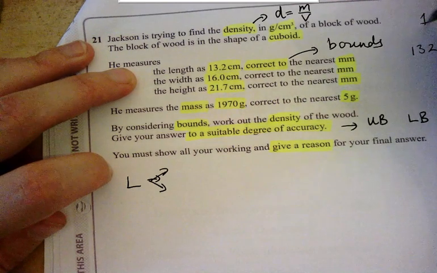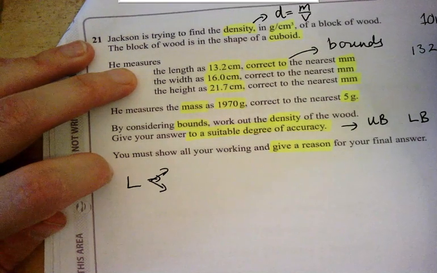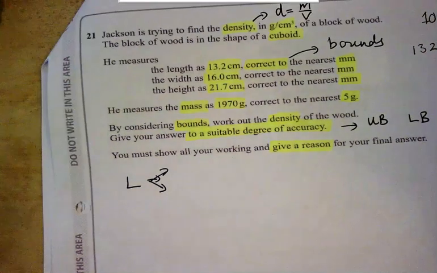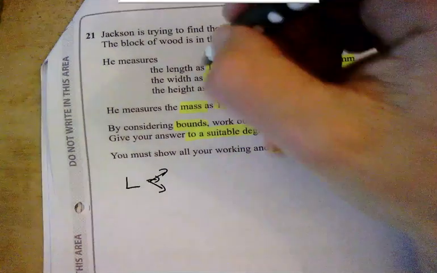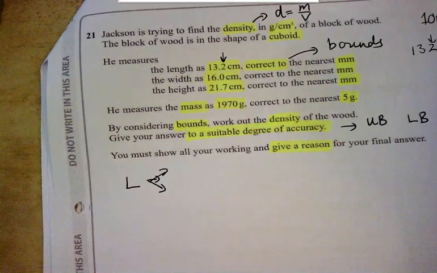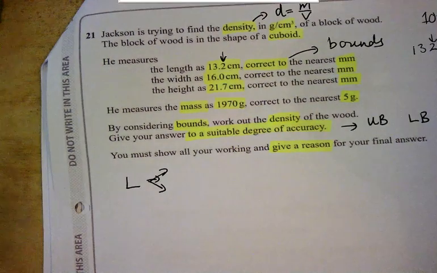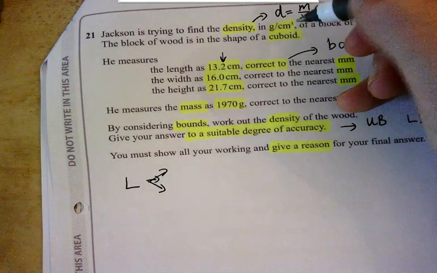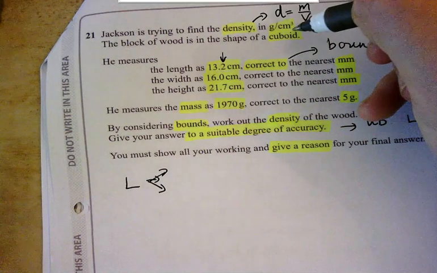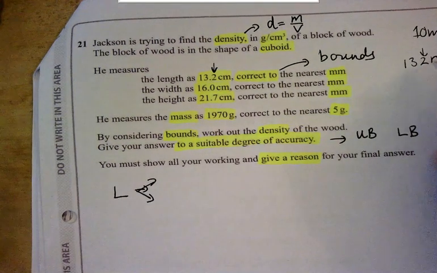I know there's 10 millimetres in 1 centimetre. So correct to the nearest millimetre means they've rounded to that 2, where they've actually rounded to 1 dp if we left it in centimetres. So I'm going to leave it in centimetres because Jackson is trying to work out the density in grams per centimetre cubed, but just to confirm they've rounded to that 2.